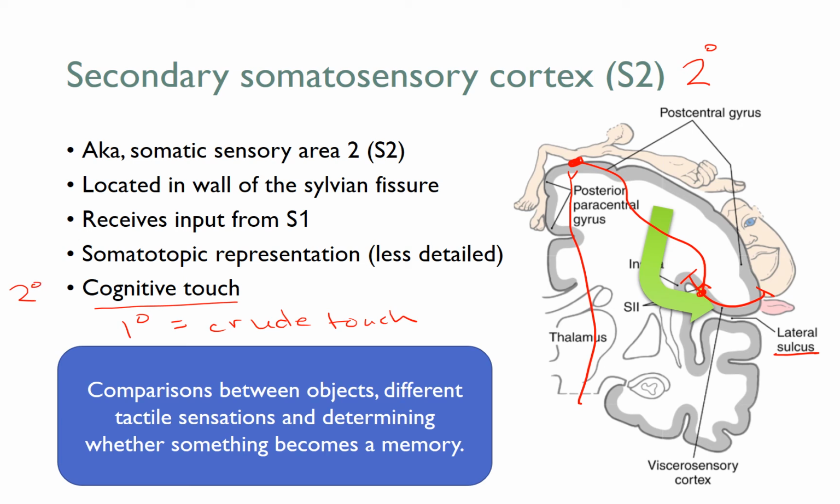Okay, secondary is about cognitive touch, meaning that you're able to really make some executive higher level comparisons and interpret what you're feeling. And that's exactly what this box down here is representing. Comparisons between objects, maybe determining which object in your hand is heavier or smoother or has a greater texture or bigger. Different tactile sensations and identifying them according to textures, determining whether something becomes a memory as well. So as you can see, this is more about cognition or higher level thought processing about what we are touching, rather than the mere input of touch itself.